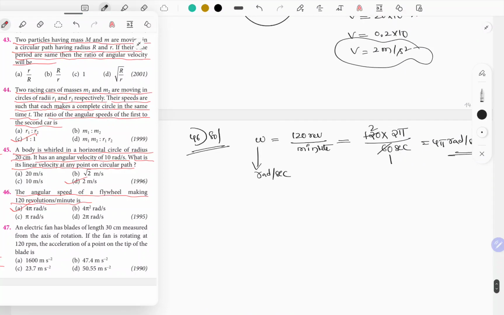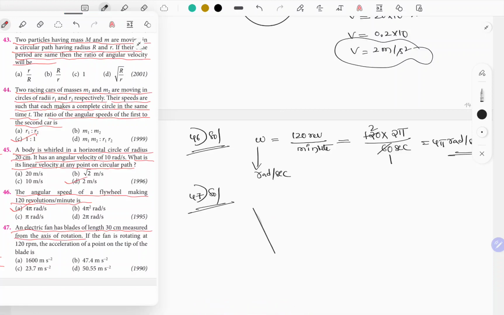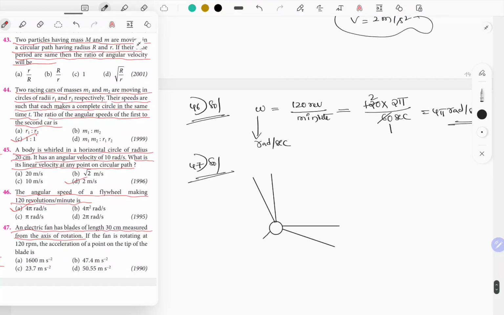Next, question number 47. Let us see what they are asking in the question. An electric fan has blades of length 30 centimeter measured from the axis of rotation. Okay. Assume this is a fan.